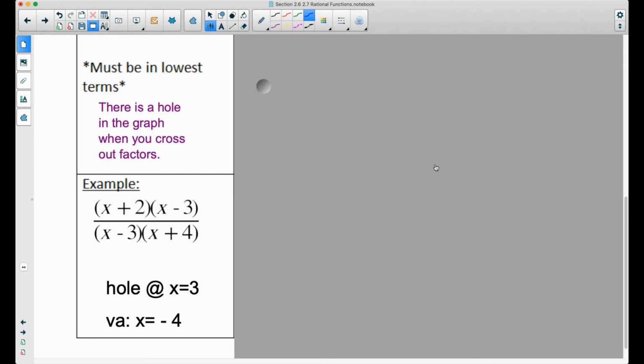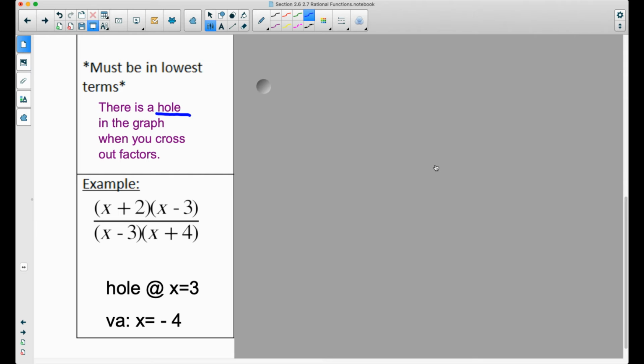Okay, so it must be in lowest terms. In other words, this is what we were talking about earlier. If something crosses out, that is a hole in the graph. If you have a common factor that crosses out, you have a hole in the graph. And there's a difference between having a vertical asymptote and a hole in the graph.